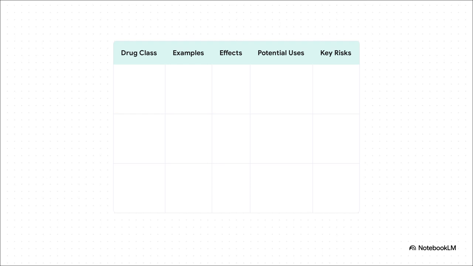For any drug we look at, we're going to break it down into 5 key things. What's the drug class? What are some examples? What are the effects? Any potential uses? And of course, what are the key risks? This structure is what's going to force us to think about this stuff clearly and see the whole picture.